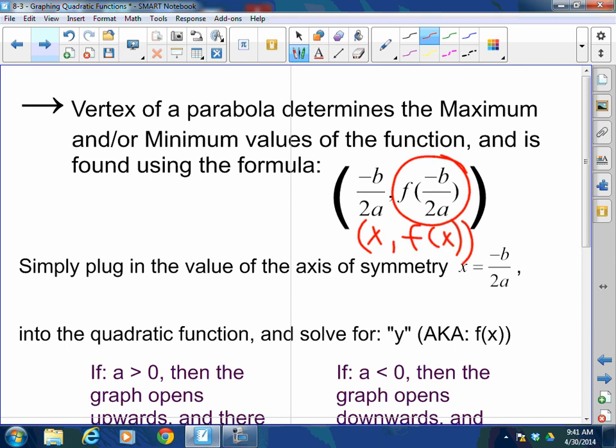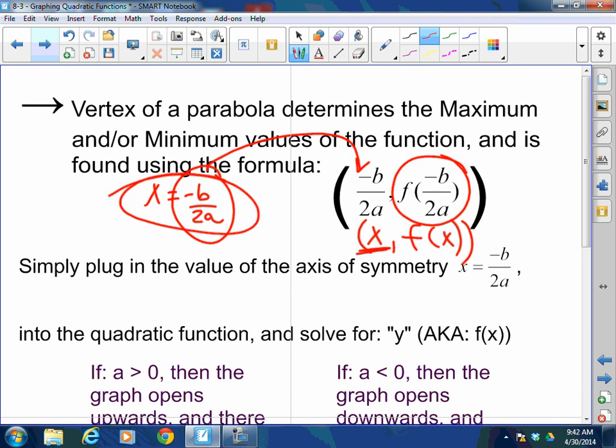The vertex of a parabola determines the maximum or the minimum value of the function. It's found by using the formula. Remember, x equals negative b over 2a. That's my axis of symmetry. I take that value and I plug it into every single x of the function. That's why I have f of negative b over 2a. Negative b over 2a is the value I found for x of the axis of symmetry. Once I plug that x into every x of the function, I'm going to find a y value. That x and y value together create my vertex.